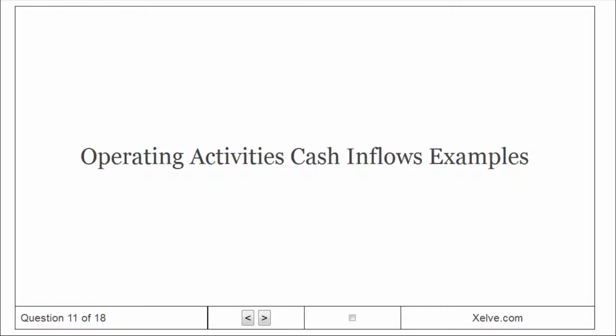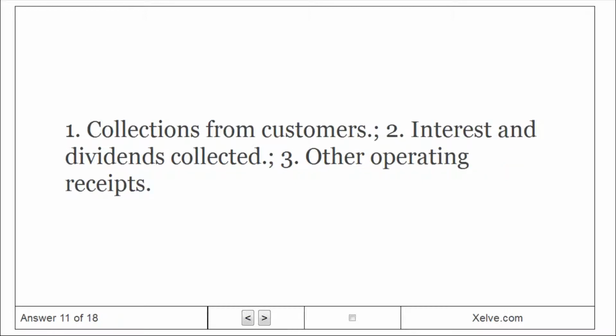Operating activities cash inflows examples. 1. Collections from customers. 2. Interest and dividends collected. 3. Other operating receipts.